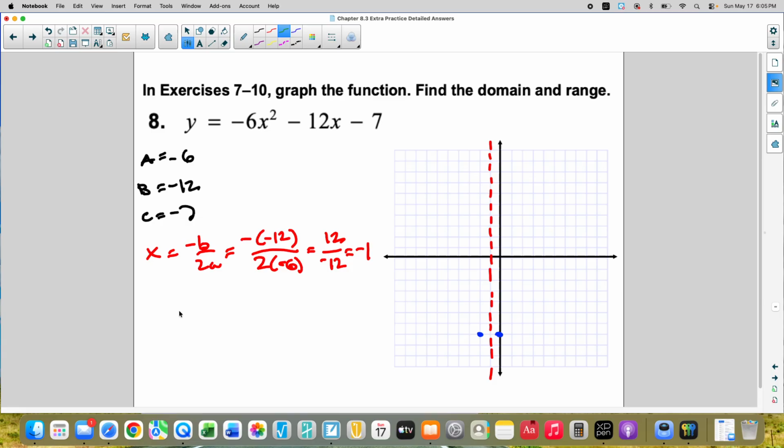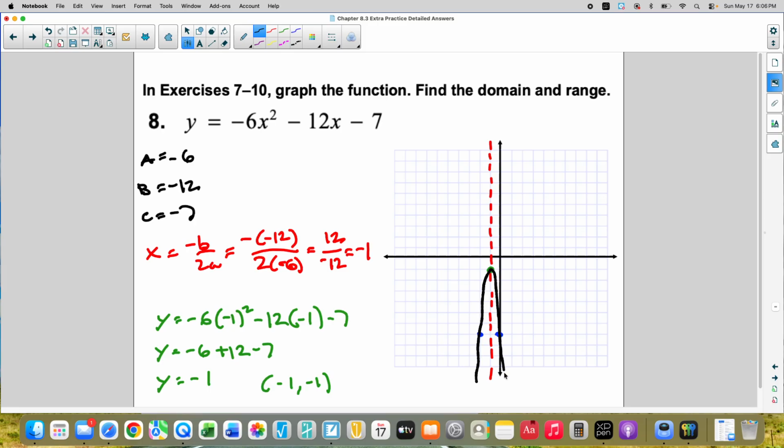Let's find the vertex. So y equals -6 times -1 squared minus 12 times -1 minus 7. -6, because -1 squared is 1. That's positive 12 minus 7. Y equals -1. So -1, -1. Yep, -1, -1. So there, this is upside down.